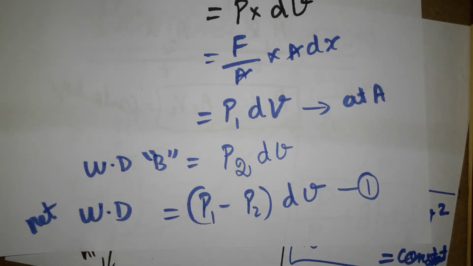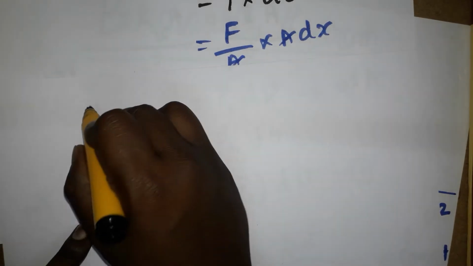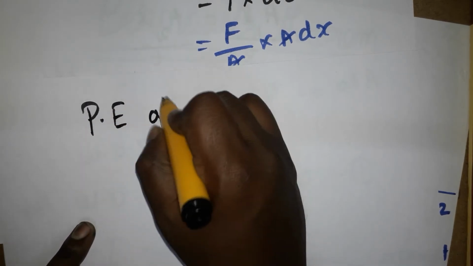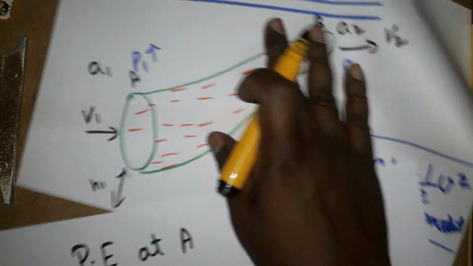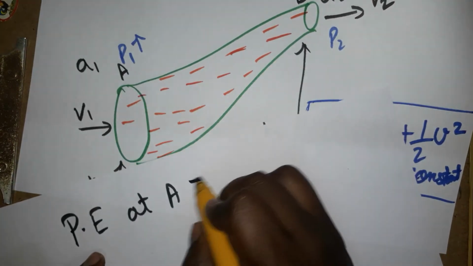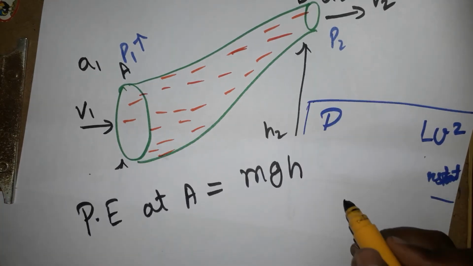The next thing, equation 2. The potential energy formula we already know, mgh. So the potential energy at point A, at height 1, is mgh1, and the kinetic energy is half m v square. So it is going to be height 1.